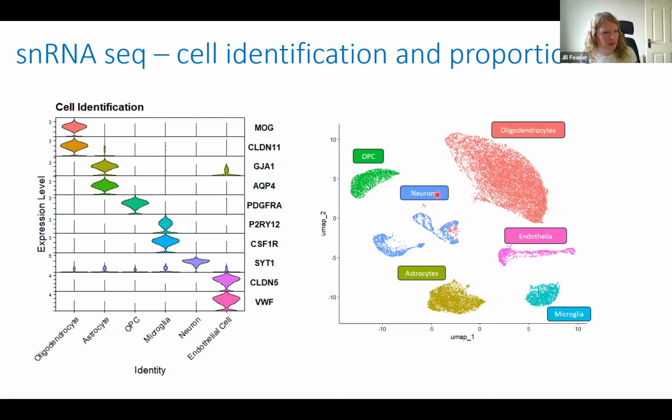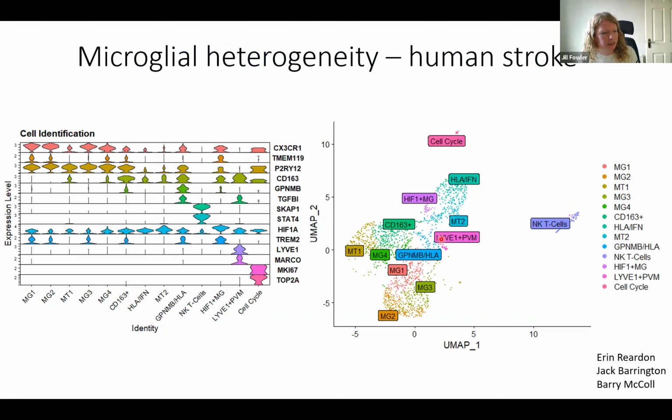And so now we also have the presence of neurons and neuronal precursor cells as well. So based on the fact that we saw really interesting microglial changes in mouse, we wanted to see if we saw them in human as well. So under the guidance of Jack and Barry, we subclustered the microglia and immune cell populations. So we can see here now that we have 4 microglial populations, as well as a number of other immune cell clusters.